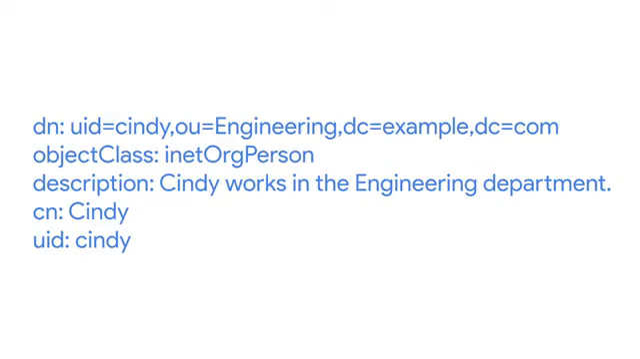Here's a simple example of an LDIF file for a user. Even without understanding what the syntax of this file is saying, we can infer that it's talking about an employee named Cindy who works in the engineering department of the company, example.com. We've talked a little bit about what the attributes are referring to in an earlier lesson, but you can refer to the supplemental reading if you want to know what the specific fields mean. For our purposes here though, we just want to see a high-level overview of how this works.